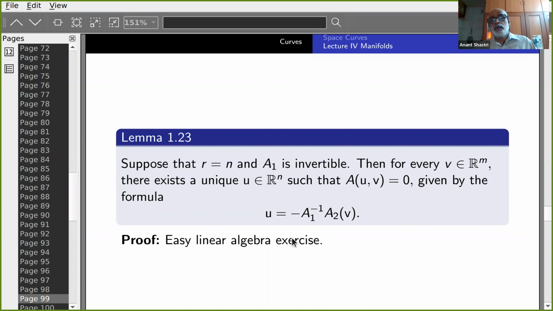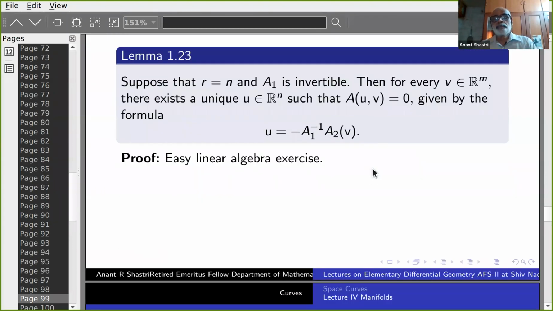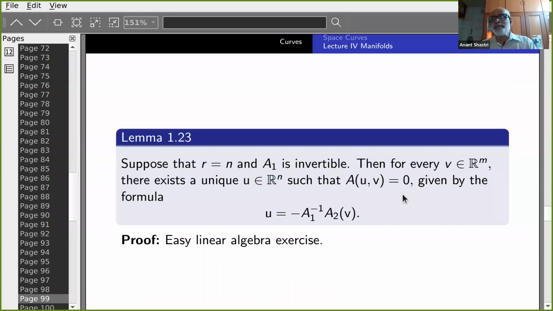So this u satisfies the condition that A(u, v) equal to 0. This is what you have to verify, for every v. So this is a solution. This u is a function of v. So this is linear algebra.